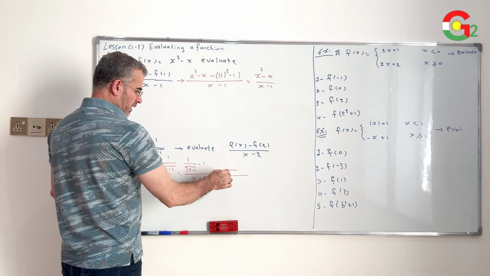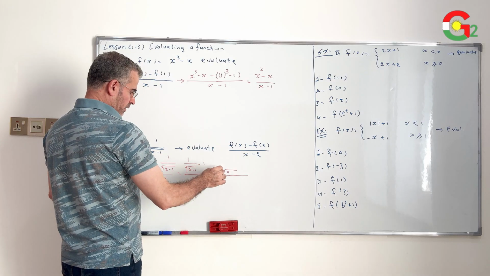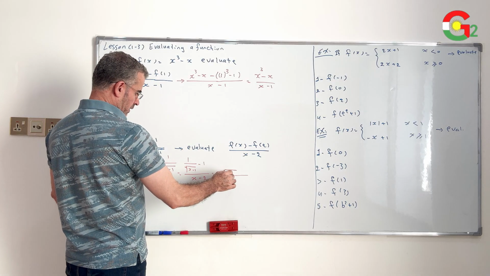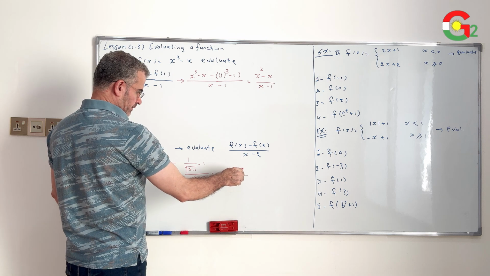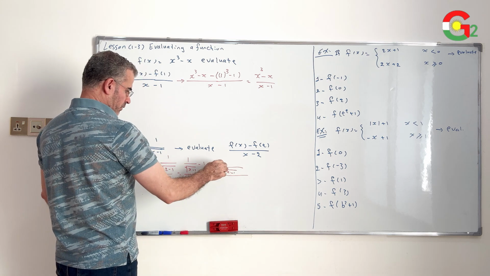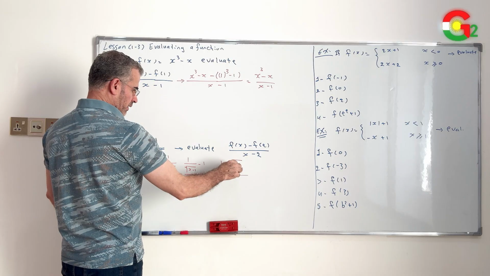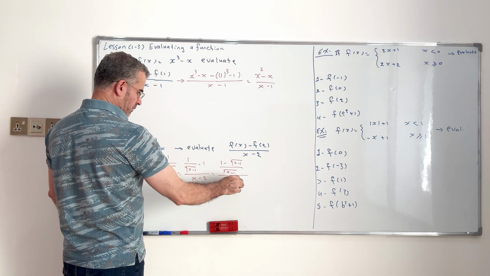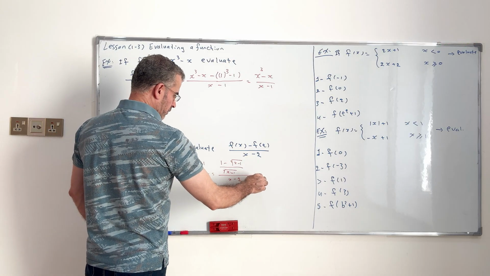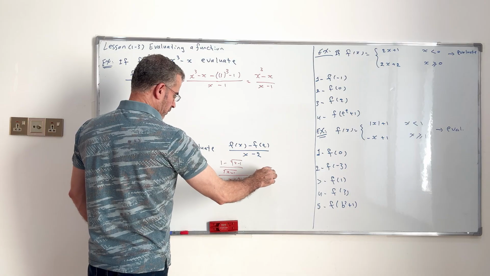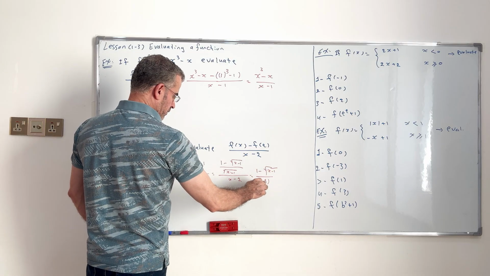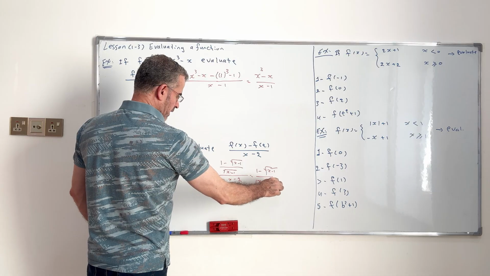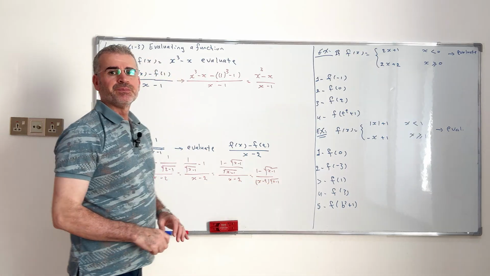Common denominator for the two fractions in the numerator, square root of x minus 1, will be 1 minus square root of x minus 1, over x minus 2, equal to 1 minus square root of x minus 1, over x minus 2 times square root of x minus 1.